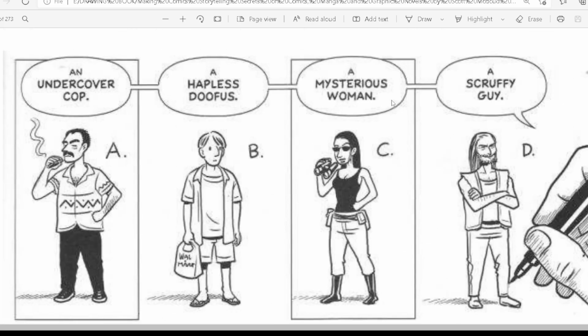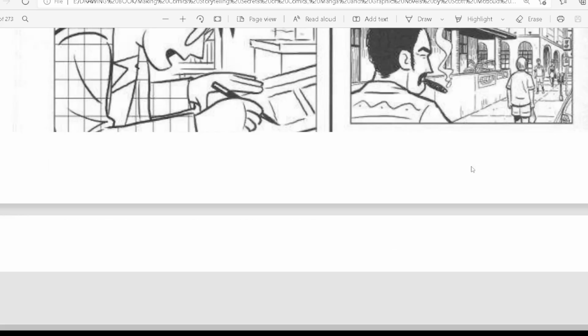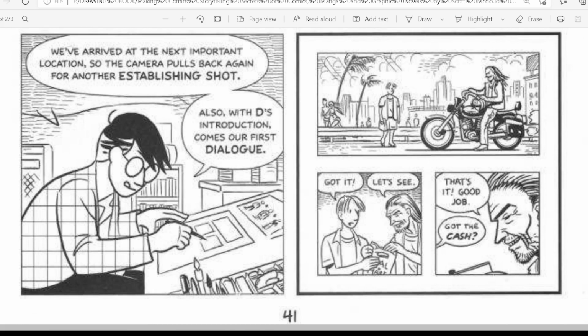A scruffy guy. Now let's see. Got it. Let's see. That's it. Good job. Got the cash.